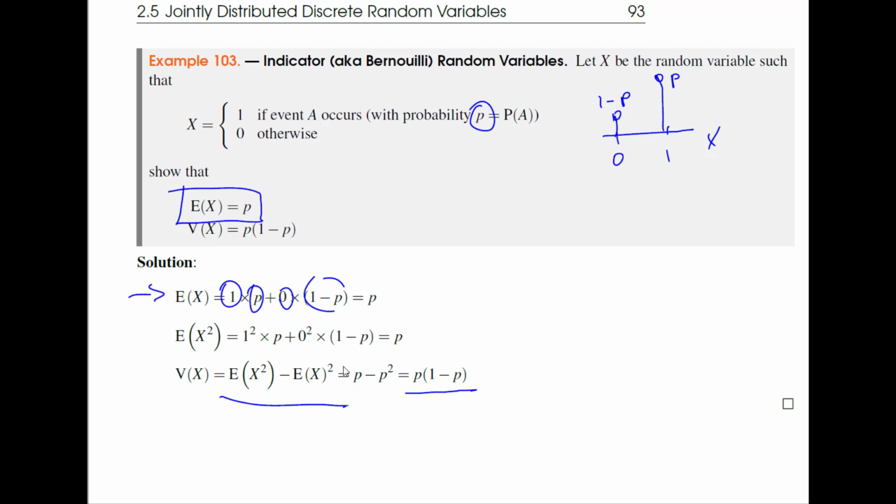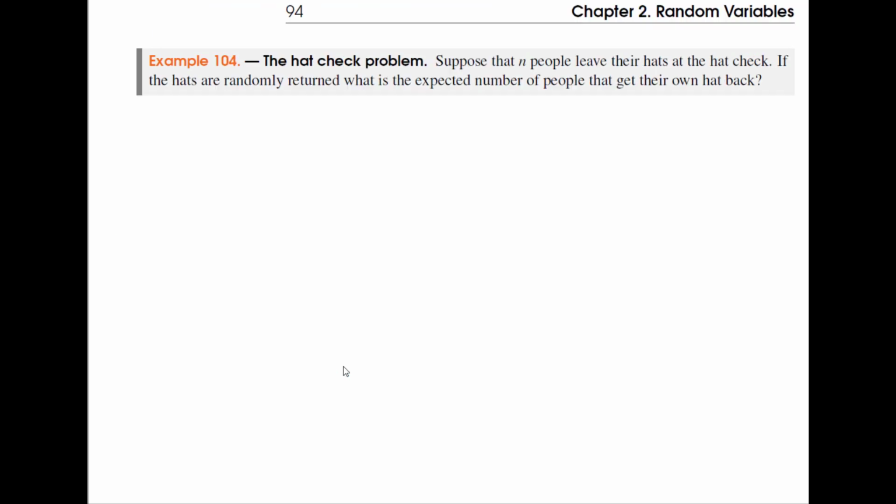Okay? Now, what's important here is that the expected value of an indicator random variable is the probability of success. Okay? So let's keep that in mind when we do these couple examples that follow that use indicator random variables.